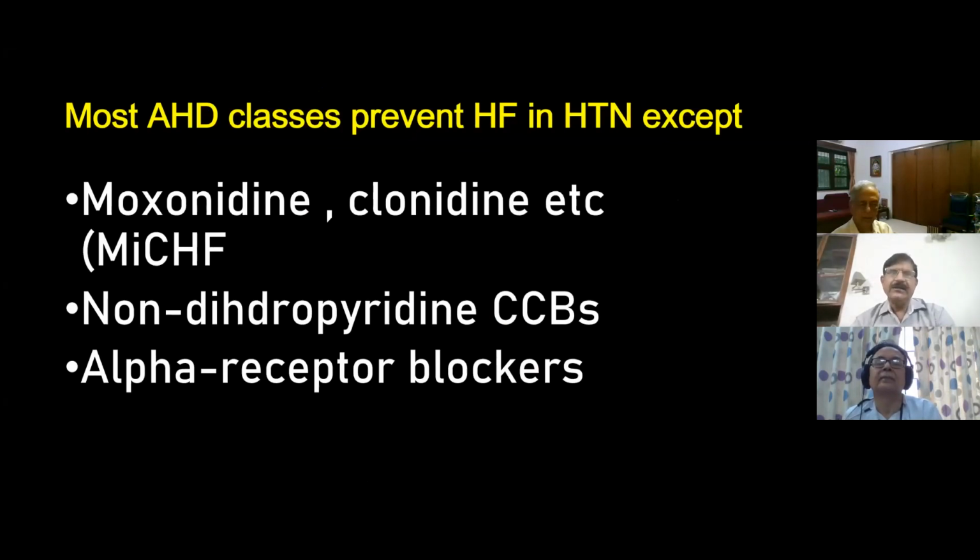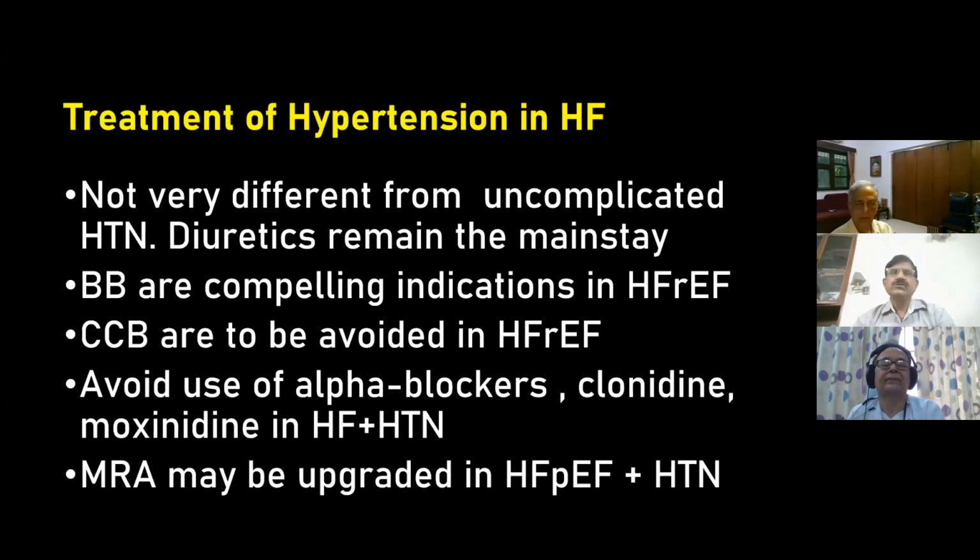So, ladies and gentlemen, to summarize, treatment of hypertension in heart failure is not very different from uncomplicated hypertension. Diuretics remain the mainstay. Beta blockers are compelling indications in HFrEF with hypertension. Calcium channel blockers are to be avoided in HFrEF, and avoid use of alpha blockers, clonidine and moxonidine in heart failure with hypertension. And MRA, which are otherwise step 4 drugs, may be upgraded in HFpEF to class 2 and HFrEF to class 1. Thank you very much.